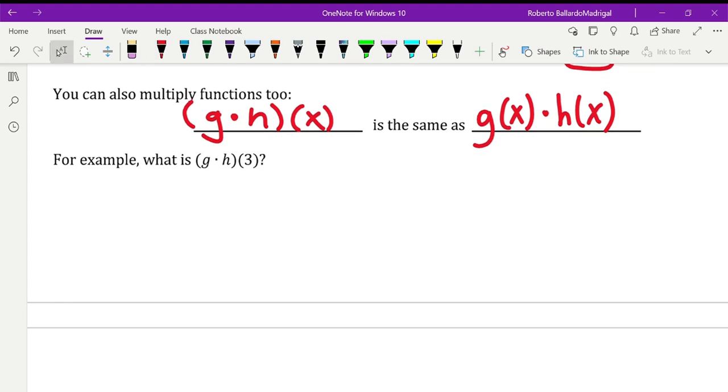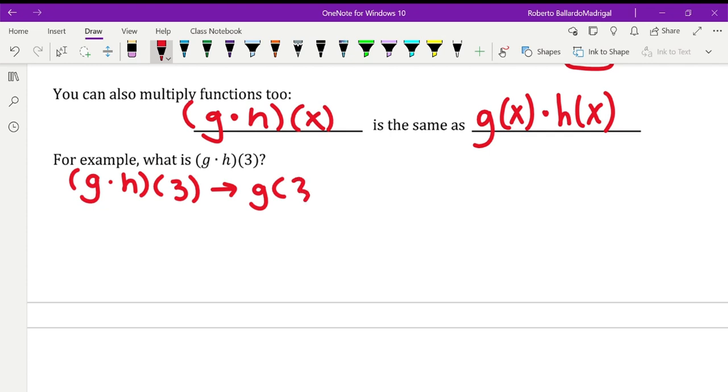Let's try to solve an example. G times h of 3. G times h of 3 is the same as g of what? Lorena, what am I going to put in the parentheses? G of 3 times h of 3. Again, that is 12 times 5, or 60.